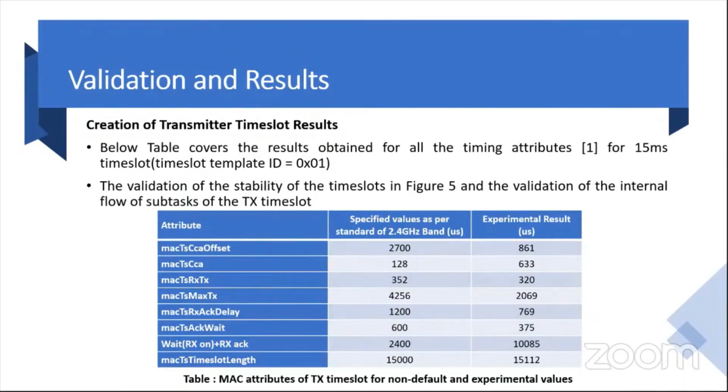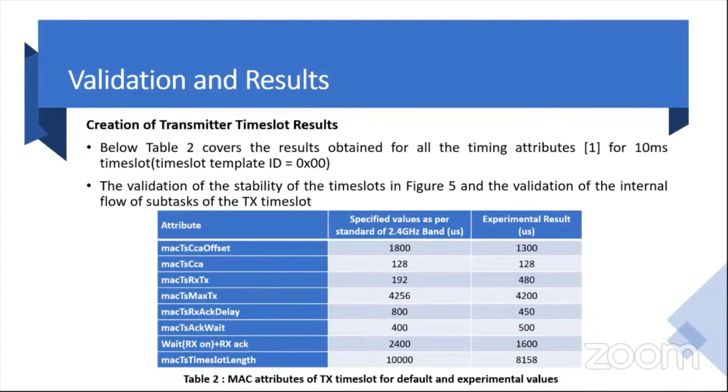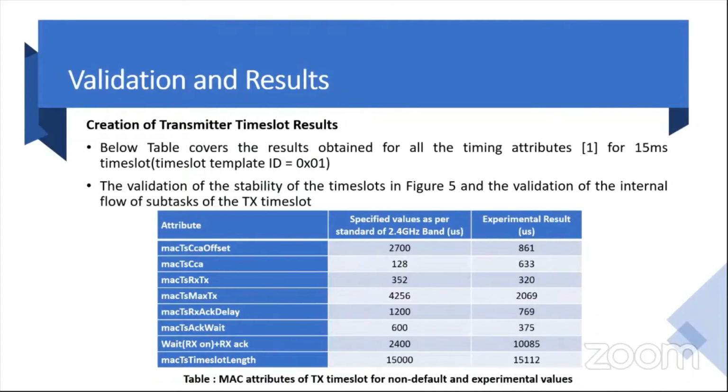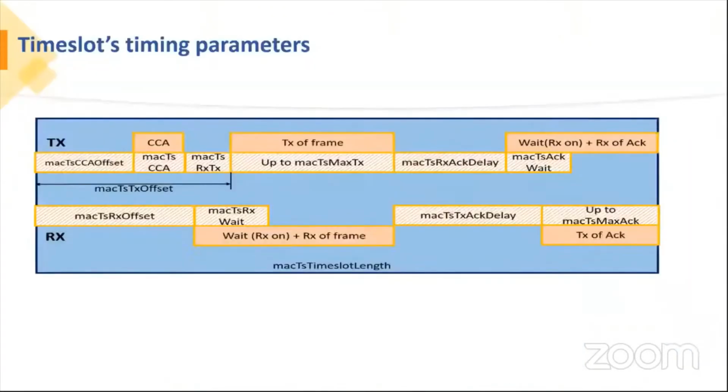Yeah, this is another one, right? This is creation of transmitter time slot. This is also the same thing, another set of results. There was a slight exceeding in time here. This is for 10 milliseconds, and this is for 15 milliseconds. These are two different experiments for two different time slots that are mentioned.